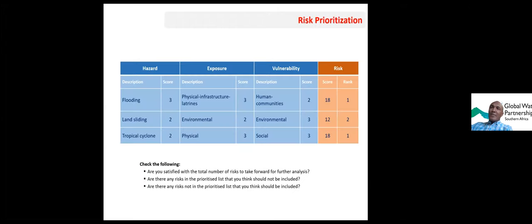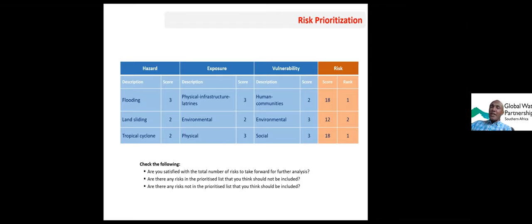The risk assessment overall is like this: you assess your hazard, you have your scoring, there is exposure, your description and scoring, you did your vulnerability assessment, the description and scoring, and finally you aggregate that. As we said, risk is the interaction of hazard, exposure, and vulnerability. That means you multiply all those scores and you get an overall score for risk. Based on that scoring, you rank your climate risks. Then the number one climate risk, you'll consider as a priority in terms of identifying your climate resilient options and taking actions to address those.